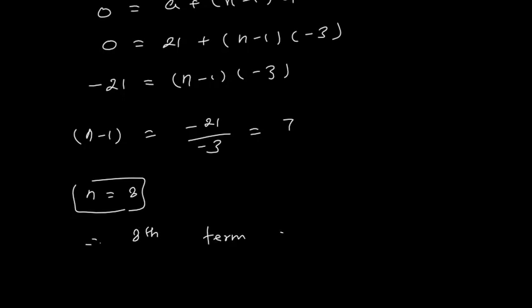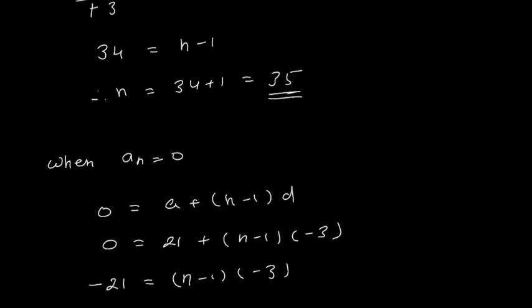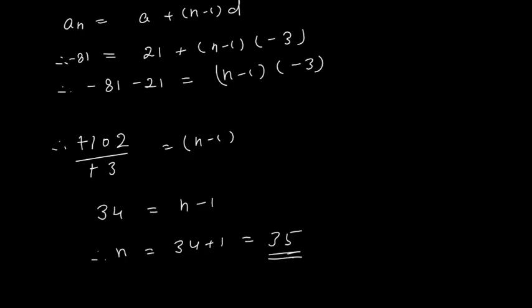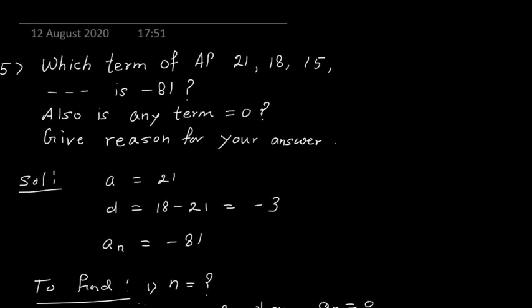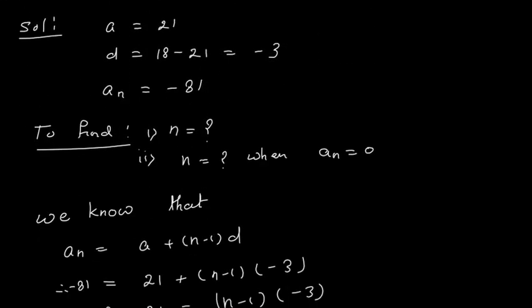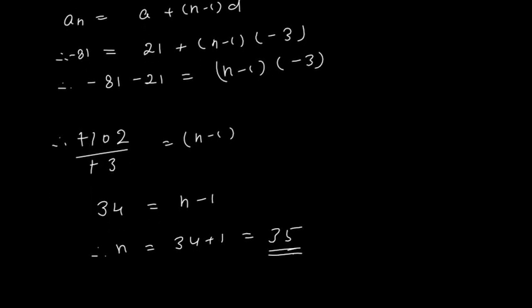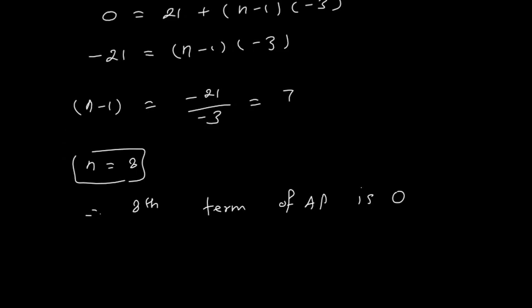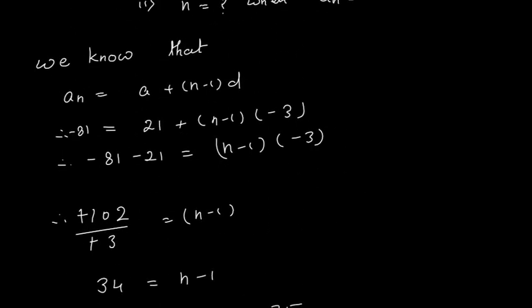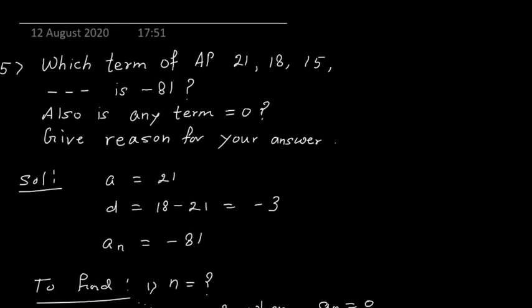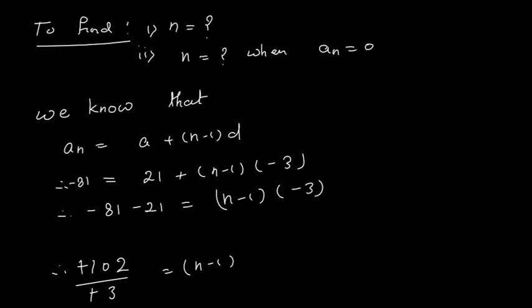of the AP is 0. So we have to find out the value of n for which the nth term is minus 81, that is, the 35th term is minus 81, and we have found out that the 8th term of an AP is 0 also. Okay, let us move to the next problem.